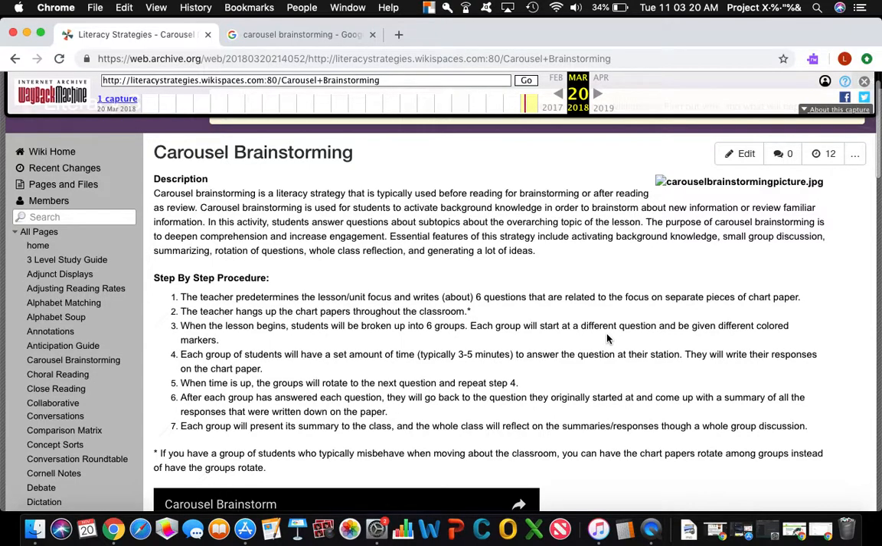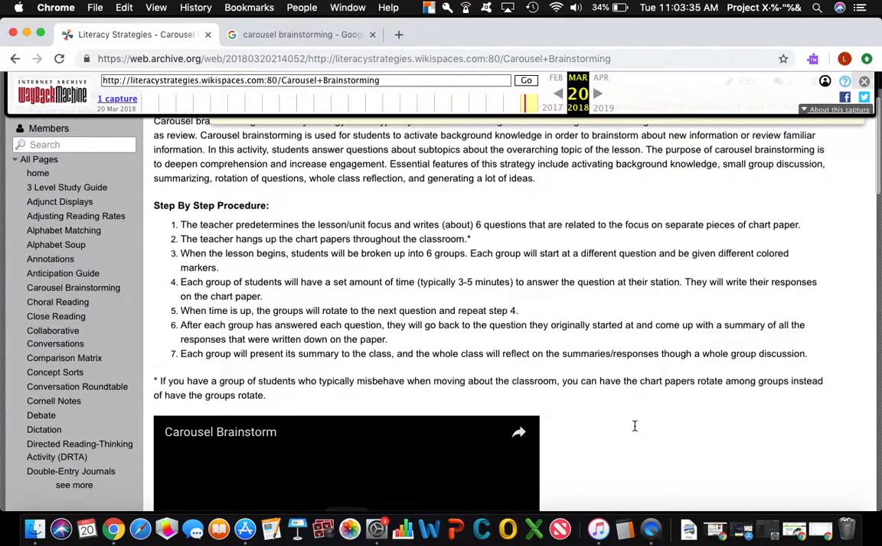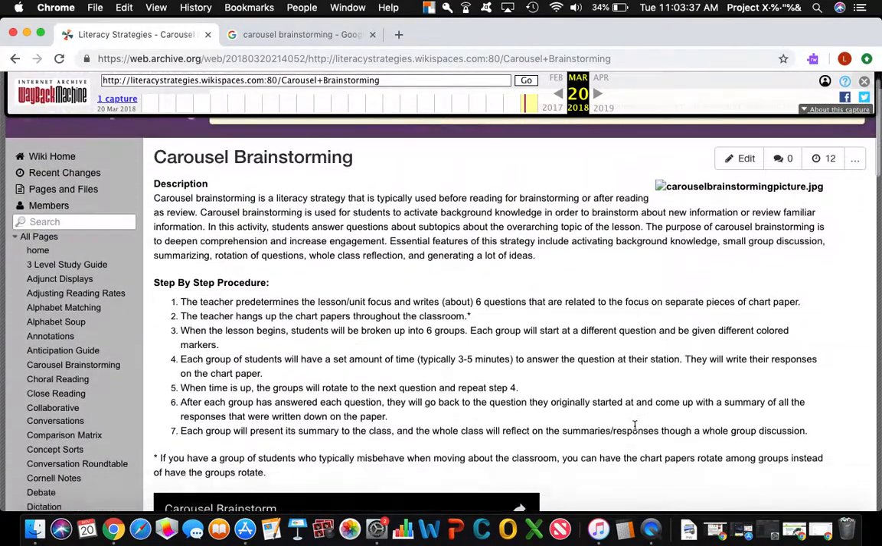This activity can also be used after reading something and after learning something as a review to see if their brain actually picked up the right information and if they can distinguish what's right, what's wrong. Yeah, carousel brainstorming.